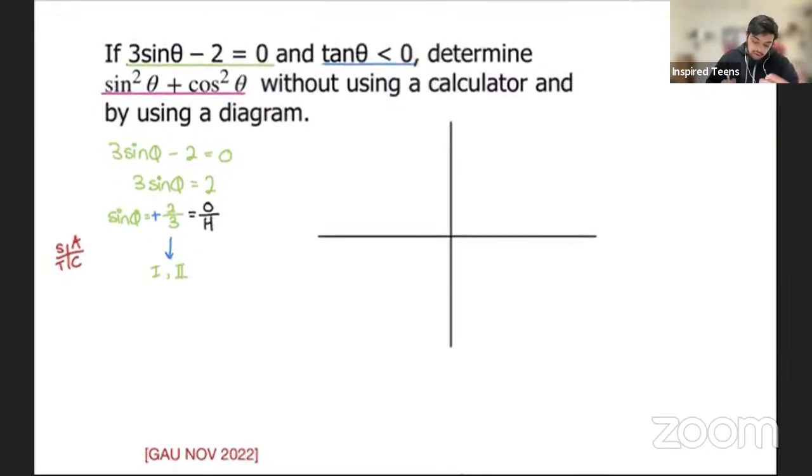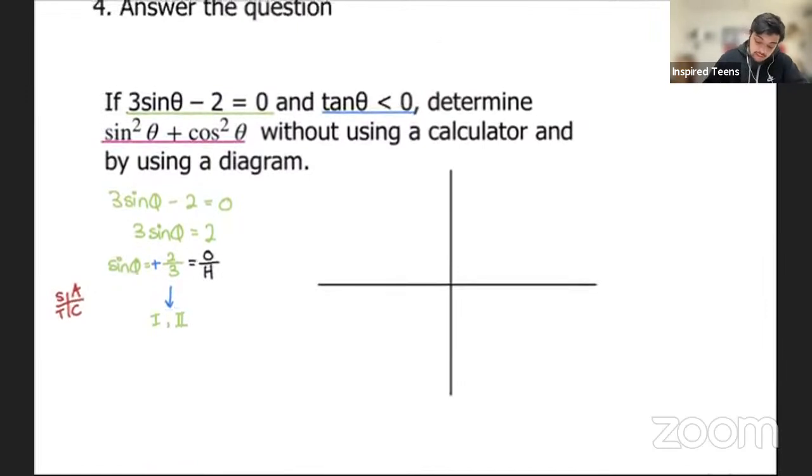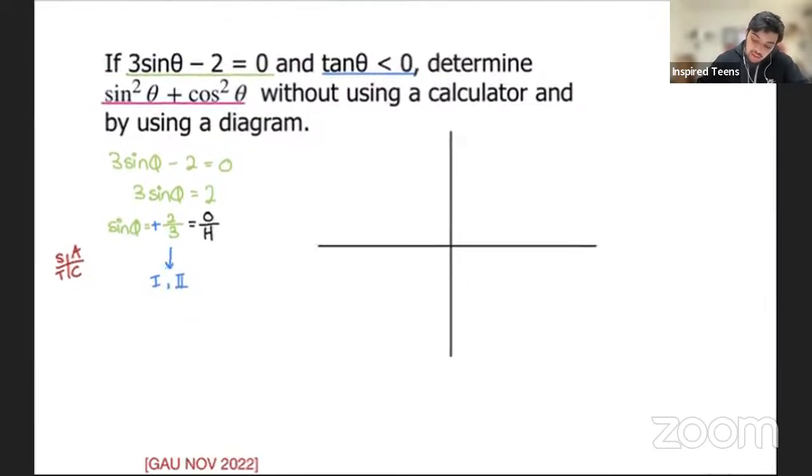We cannot just decide off this. We need one solid answer as to where we're going to draw it. That's where this comes in. That's why they give you the additional criteria here, that tangent theta is less than 0. So the first way we determine it is by seeing our trig ratio that we isolated. Is it positive or negative?